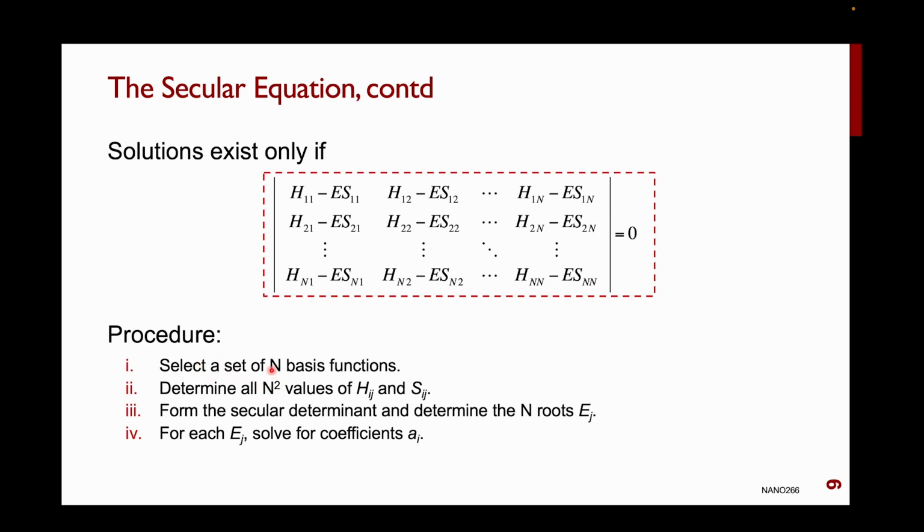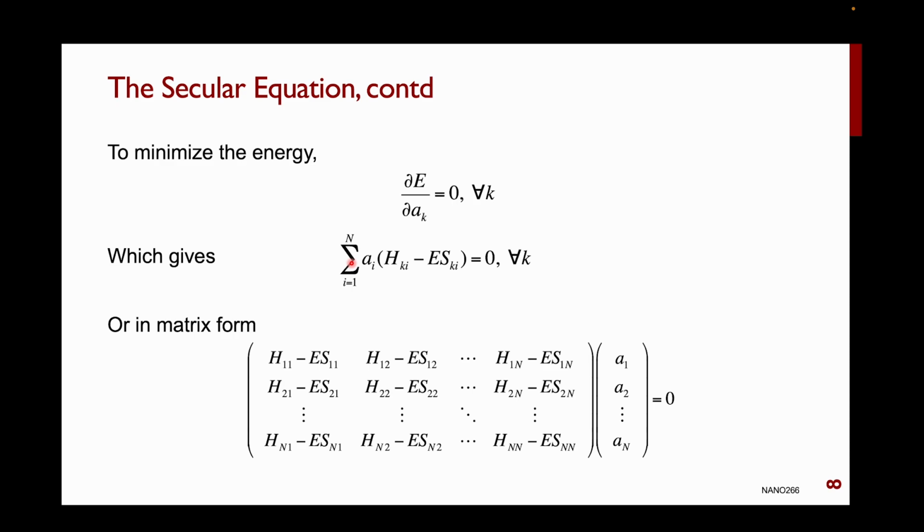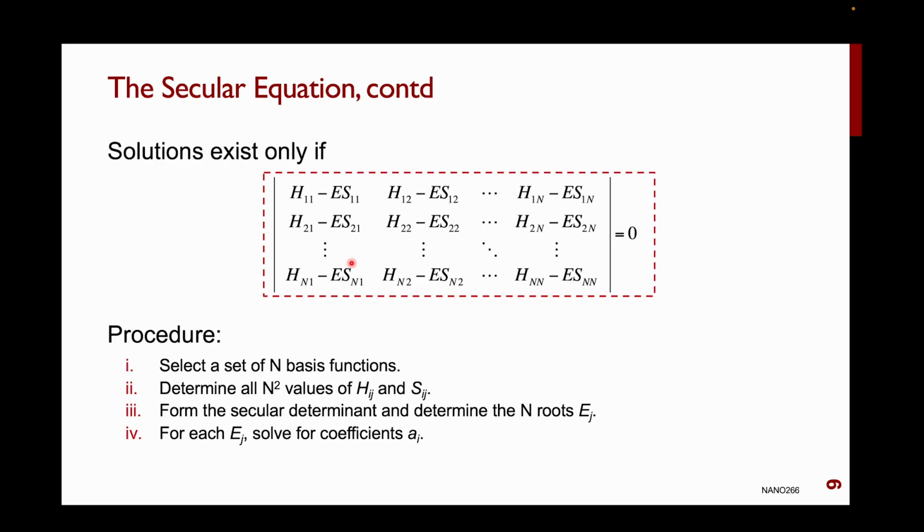So the procedure for solving this secular equation is very simple. Essentially, you select a set of n basis functions. In the linear combination of atomic orbitals approach, you use the atomic orbitals. You determine all n squared values of Hij and Sij, which are your resonance and overlap integrals. Then you form this secular determinant and determine the n roots of your Ej. For each Ej, you plug it back into your equation to find out what your ai is. Once you do that, you have all your coefficients, and with the coefficients, you have your solution to your Schrodinger equation.